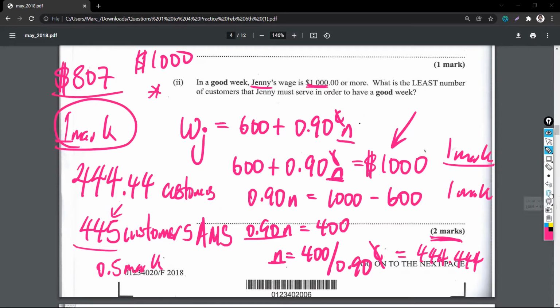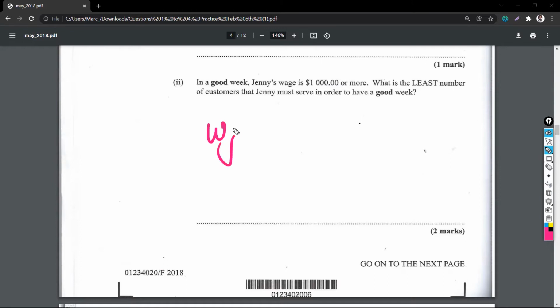Yes, sir. You could even do this. You could even say WJ is equal to 600 plus 0.90 times 445, and then show what that would be and say, this is how much it would be for 1,000. But you have to show something. That would give you the 2 marks the same way, but you just have to show something. Make sense? You just have to show something. Oh, okay, sir. Yeah, you have to show something.